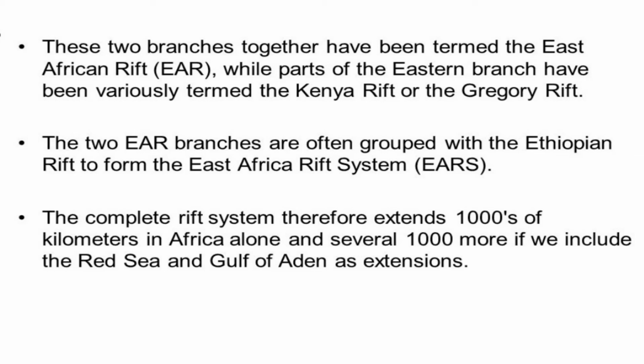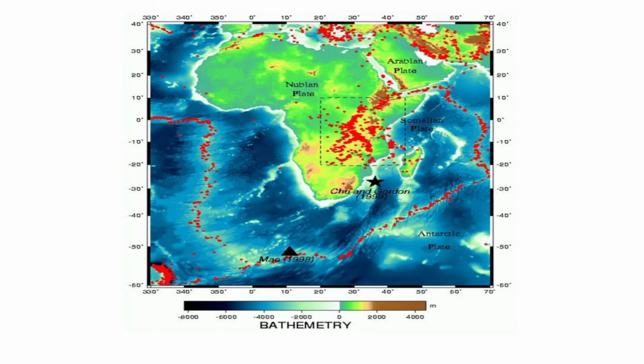The two East African rift branches are often grouped with the Ethiopian rift to form the East African rift system, that is EARS. The complete rift system therefore extends thousands of kilometers in Africa alone, and several thousand more if we include the Red Sea and Gulf of Aden as extensions.